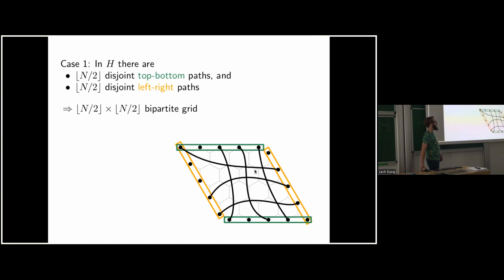I mean, we need to be a bit careful with how those paths interact. There may be a need to do some cleaning up because those paths don't have to go so nicely, but it's pretty intuitive that if we have something like this, then there's a lot of crossing. We have an n/2 by n/2 bipartite grid as a minor, and then we can obtain a wall by taking a bit larger n.